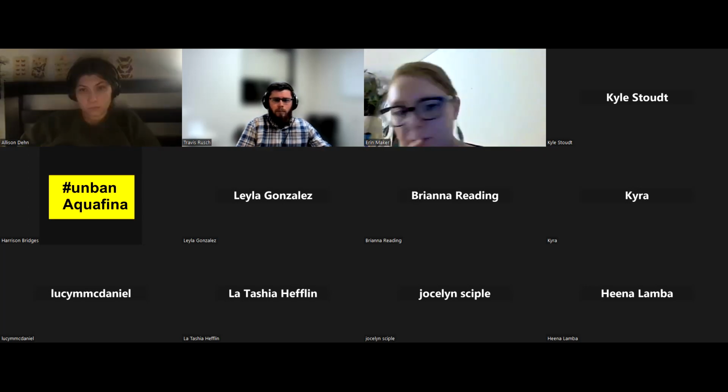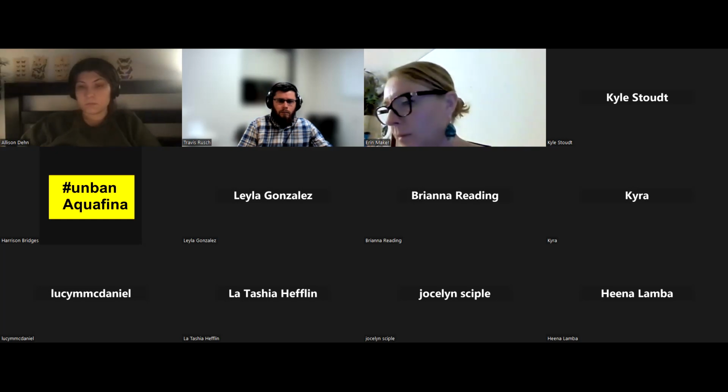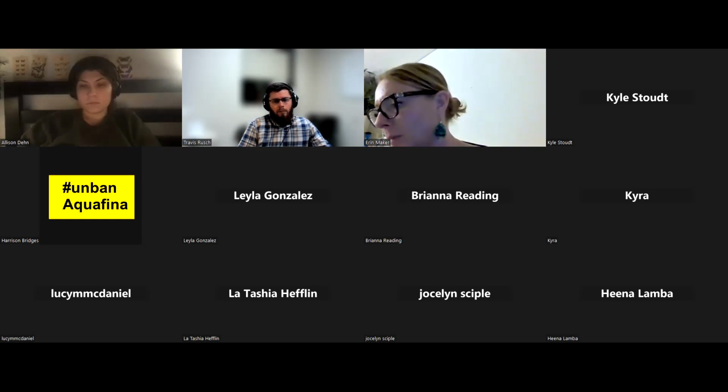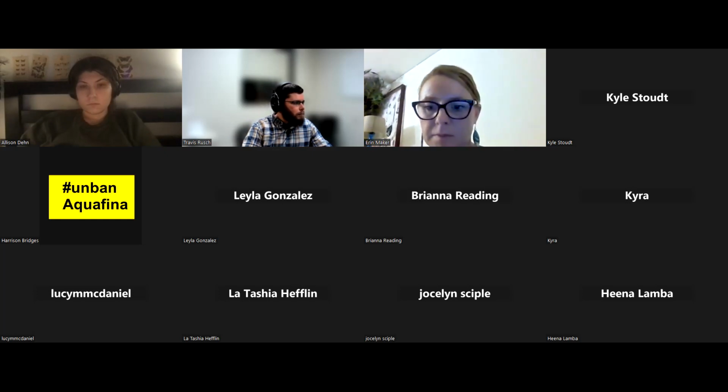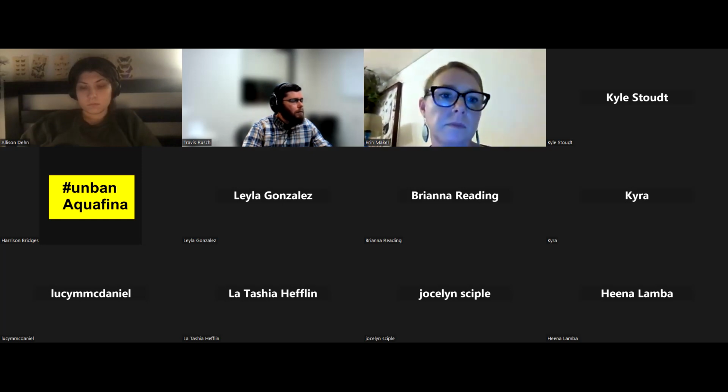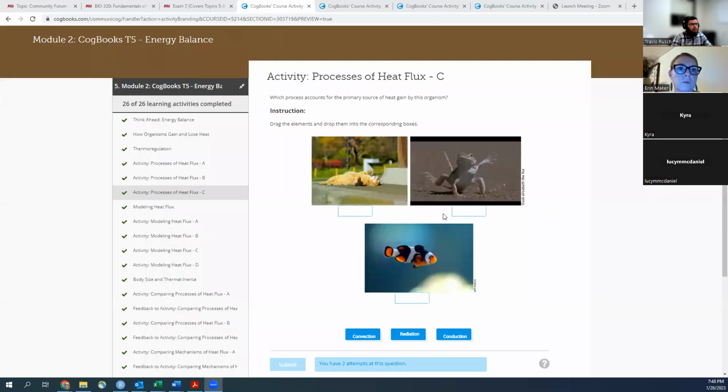I have a kind of random question. If we go to T5 activities, process of heat flux, in that one it put the cat as being conduction and the lizard as being radiation. I can see them being both, but I would have thought the cat would be more radiation and the lizard more conduction, because the lizard is trying to keep its feet off the ground.